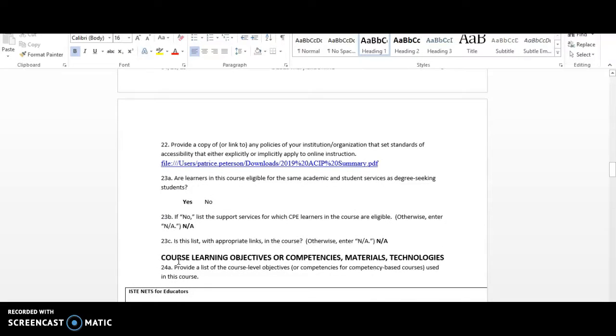But Quality Matters was established and it was a peer review process so that instructors could make sure that they had a quality course that would enhance student facilitated learning.